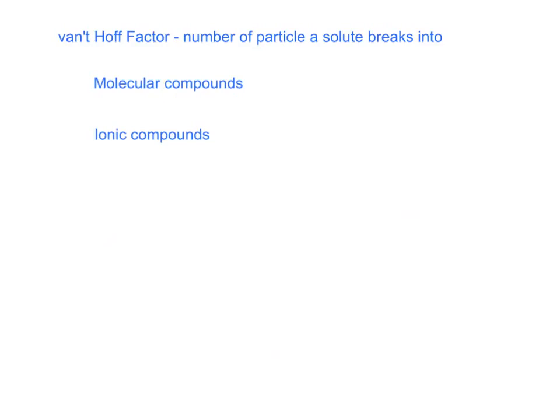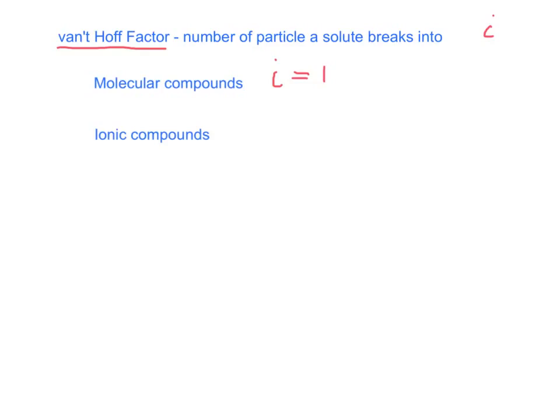We also need to talk about something called the van't Hoff factor. This is abbreviated with a little i. This is the number of particles a solute breaks into. So for instance, if you have a molecular compound, when you dissolve molecular compounds, they actually don't break into ions, so we say that i is 1. This will be when they say you have a molecular compound, a covalent compound, something that's non-dissociating. So they'll give you sort of hints there.